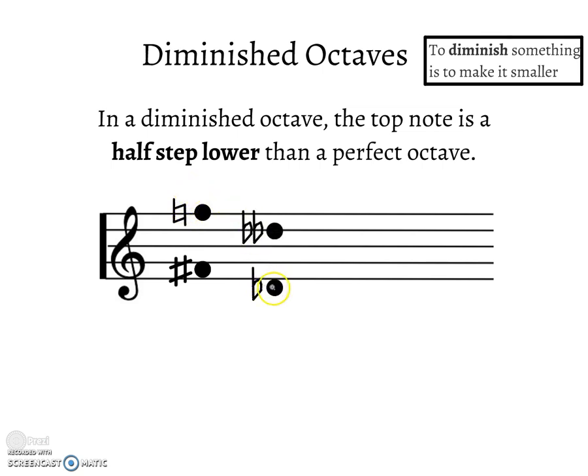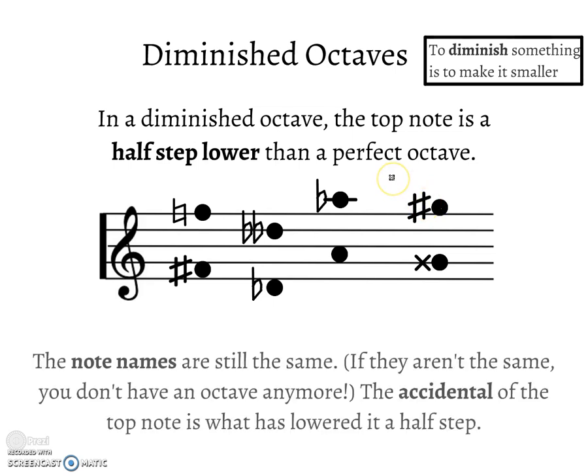If we had D flat on the bottom and we need some type of D on the top, a half step less than a flat is a double flat. So here's a diminished octave built on D flat, A and A flat makes a diminished octave, G double sharp and G sharp makes a diminished octave.